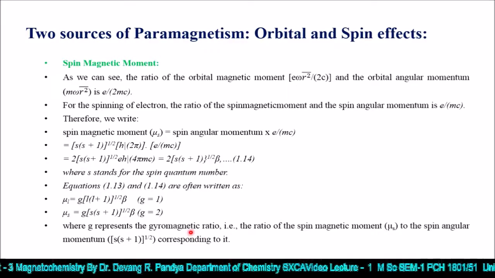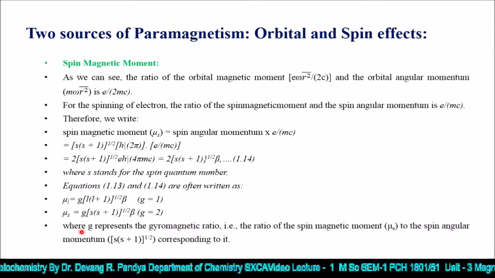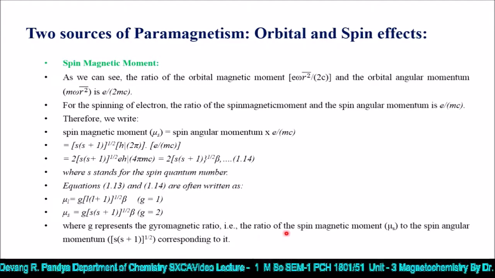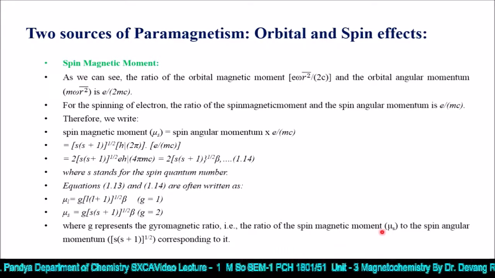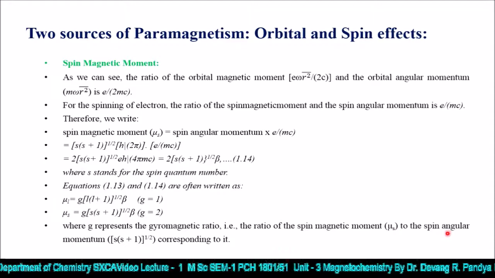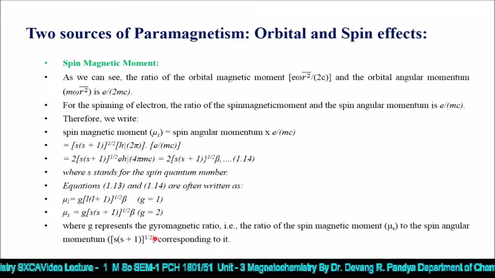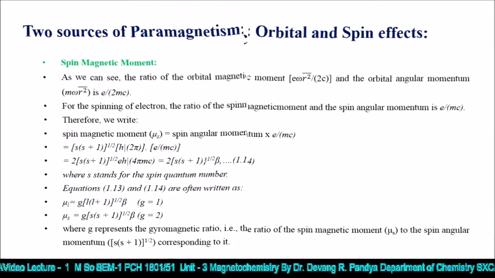Please remember, this is a common question, where g represents the gyromagnetic ratio, the ratio of the spinning magnetic moment mu subscript s to the spin angular momentum s into bracket s plus 1 raised to 1 half corresponding to it.